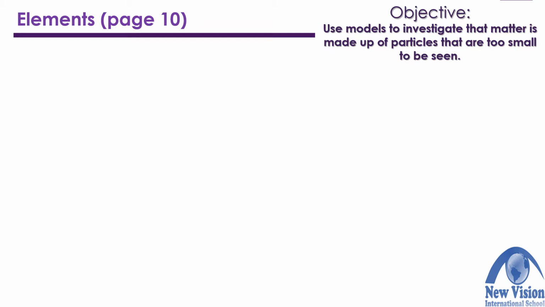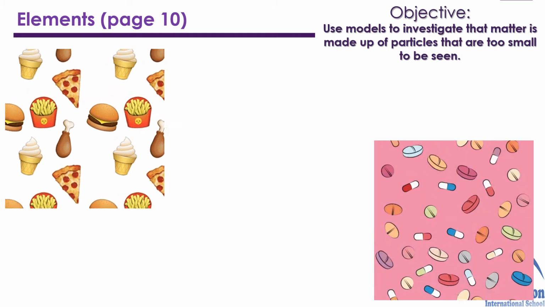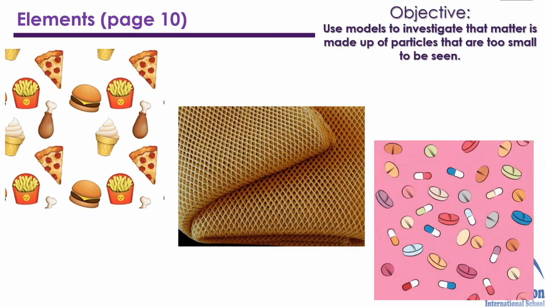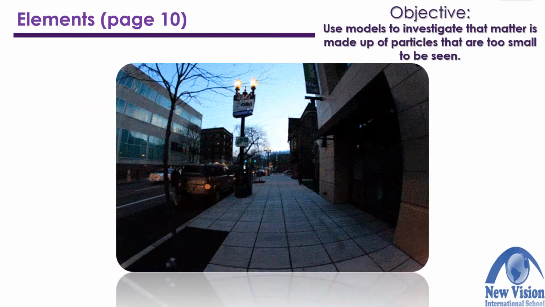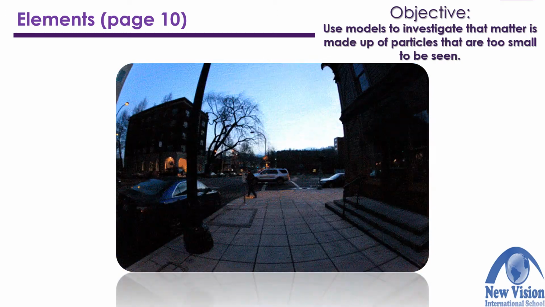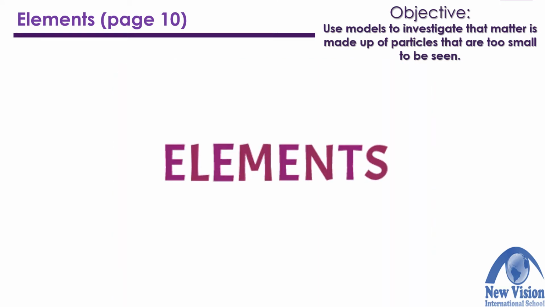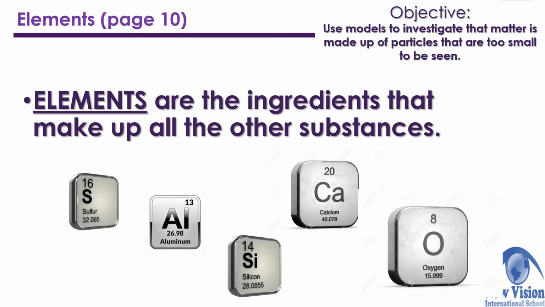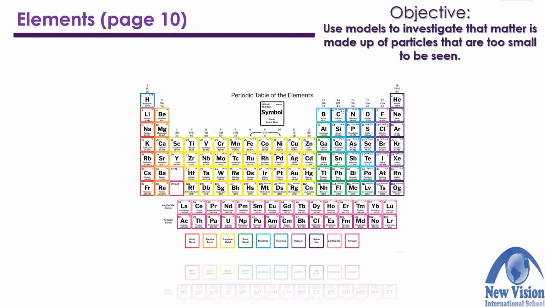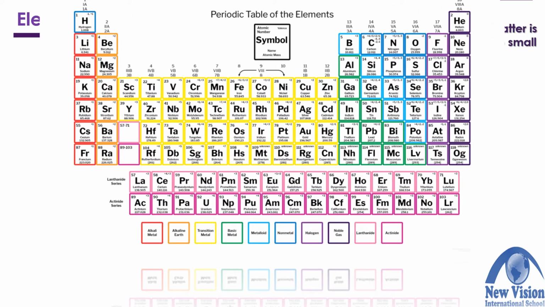You can probably think of many kinds of food, many different medicines, or several types of fabric. Have you ever wondered how many different kinds of matter exist? The world around you is made of thousands of materials, but all these materials are made of the same basic kinds of matter, called the elements. Elements are the ingredients that make up all other substances. Elements cannot be broken down into other substances with ordinary physical or chemical processes. There are over 100 elements. Each element has specific characteristics.